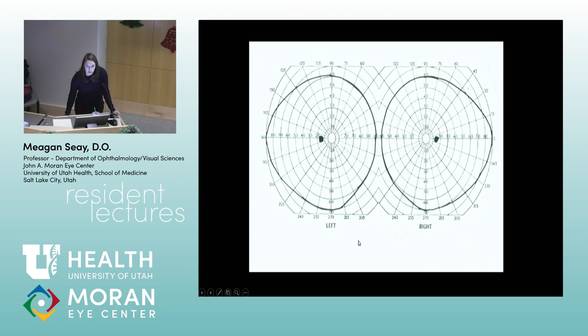And visual fields, as you know, hopefully, are not perfect circles. We've got more temporal field than we do nasal, so it's more of an oval, so that's something important to keep in mind. And then our blind spots are around 15 degrees temporally.